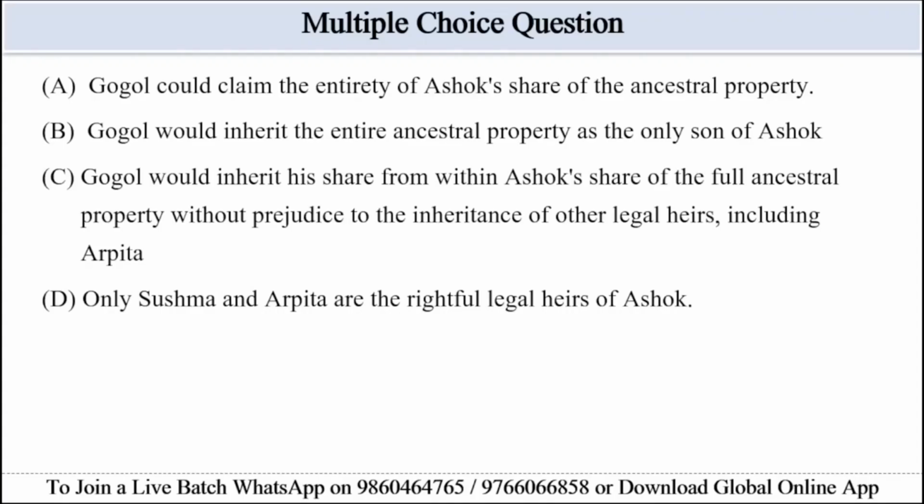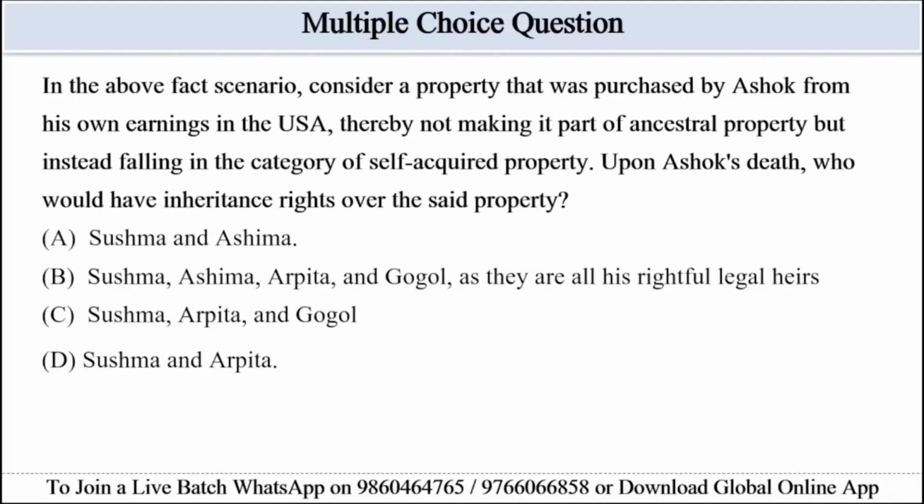In case of option D, only Sushma and Arpita are the rightful legal heirs of Ashok. So this one is incorrect. The ruling confirms Gongol also has a right despite the void marriage. So as per the passage, option C is the only correct option here. Let's move to the next question.